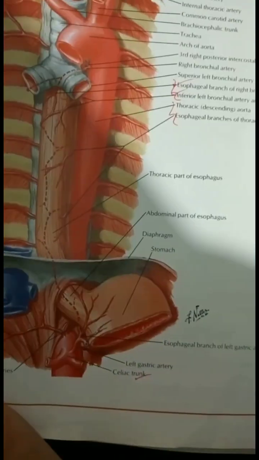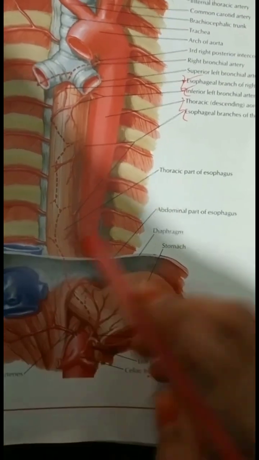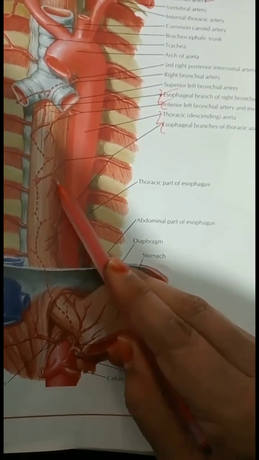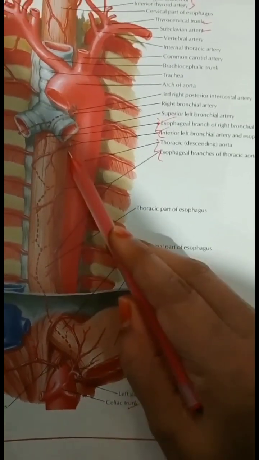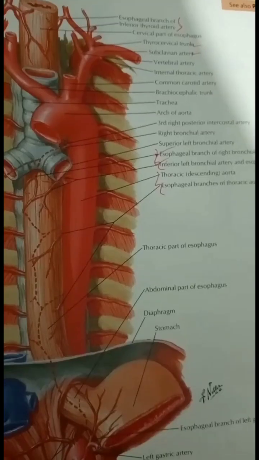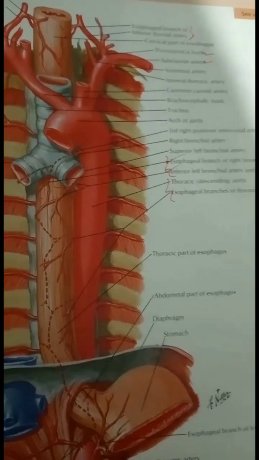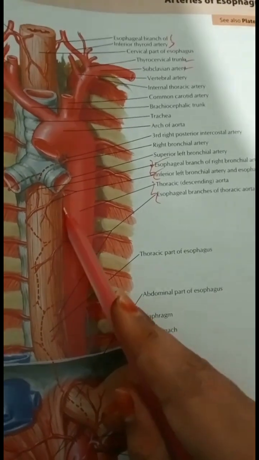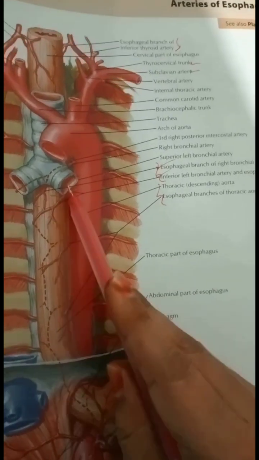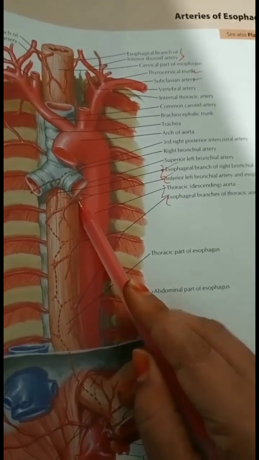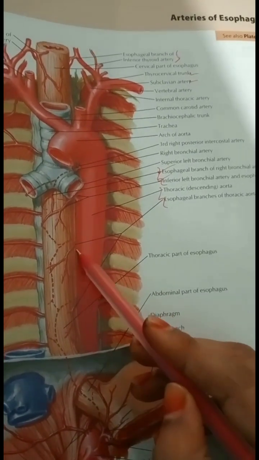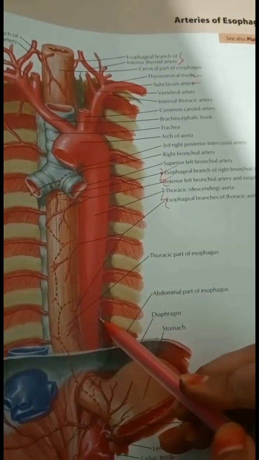Now the thoracic part is supplied by the esophageal branches of the descending thoracic aorta, as well as the bronchial artery. We can easily remember this, as the bronchus is present here, so the thoracic part is supplied by the esophageal branches of the bronchial artery and the esophageal branches of the descending thoracic aorta.